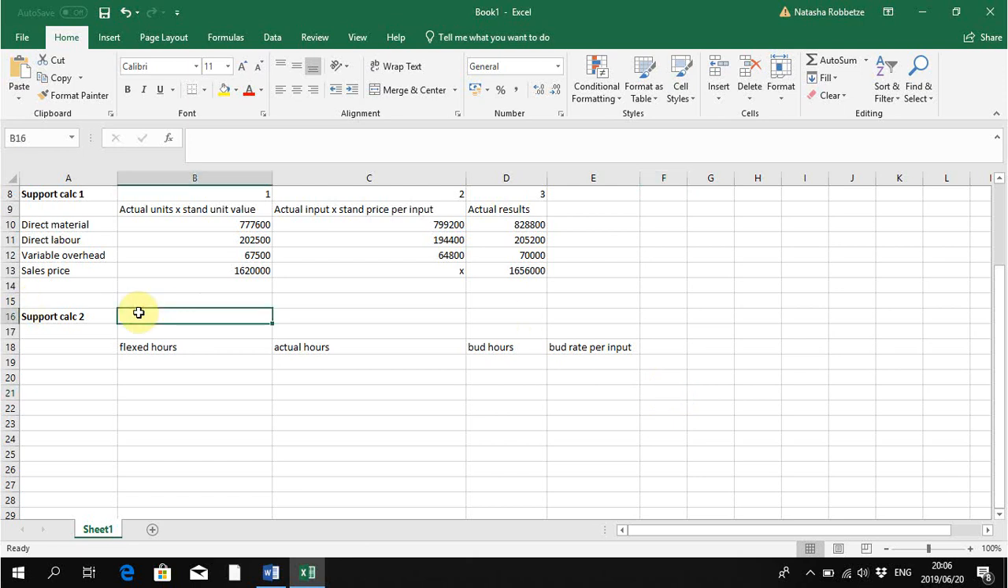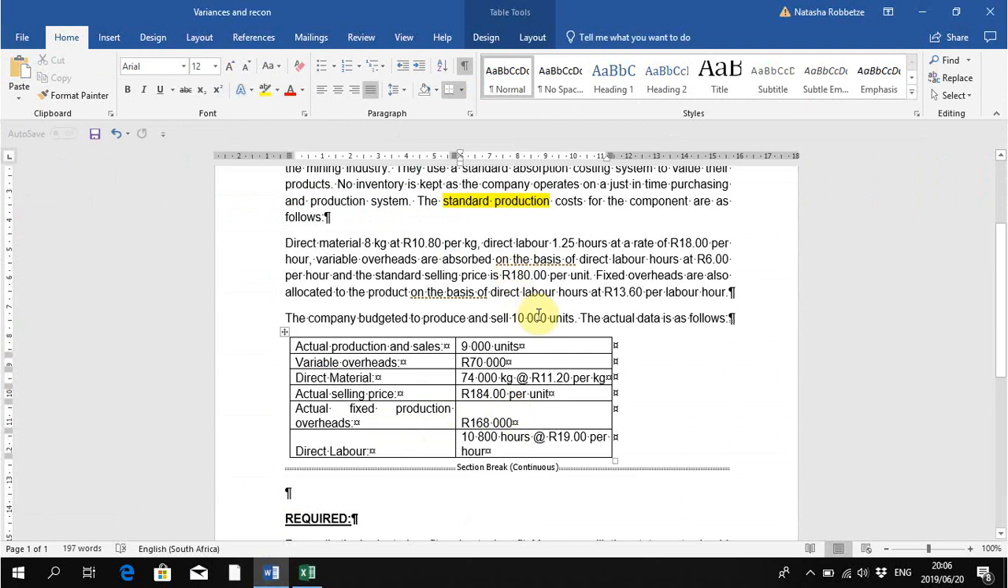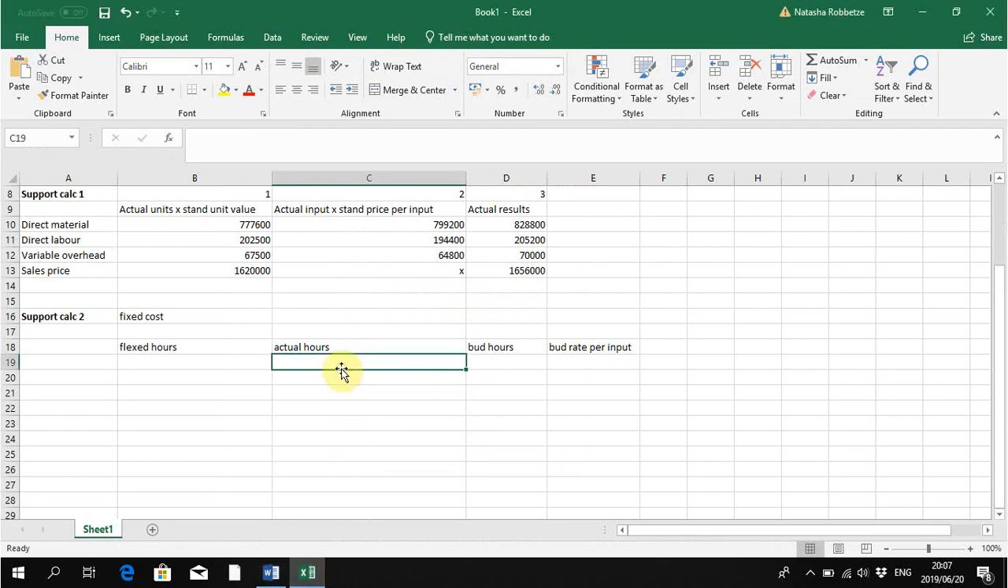So this relates to fixed cost, and the first thing you need to ask yourself is, if I calculate fixed cost, on what basis is it allocated? And in this instance, we were told in the question that it is also allocated to the product on the basis of the direct labor hours. So already the actual hours are very easy because the actual direct labor hours were given. It's 10,800 and I can go and fill it out.